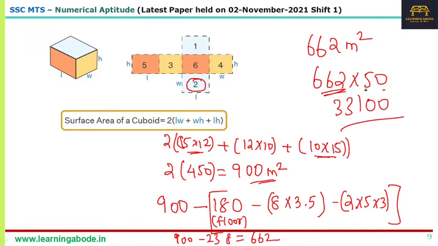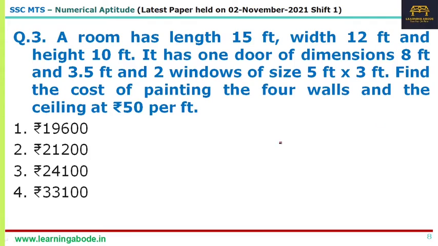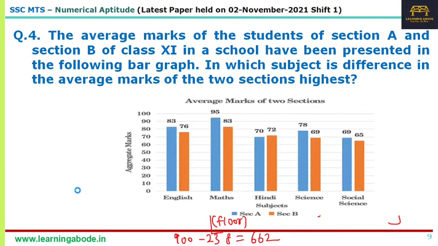Okay, so when you multiply with 50, it's just half of this 662. So 331,000. Let me look at the answer choice. Yes, answer choice 4 is 331,000. So the answer for question number 3 is 331,000. That's the cost of painting the 4 walls and the ceiling, right?